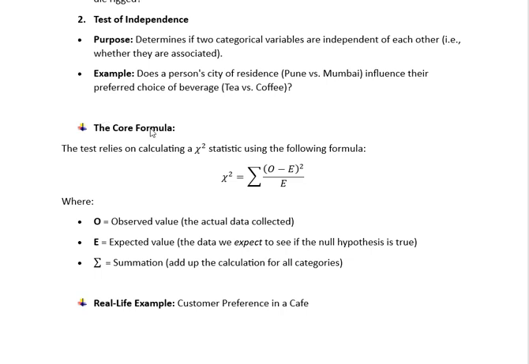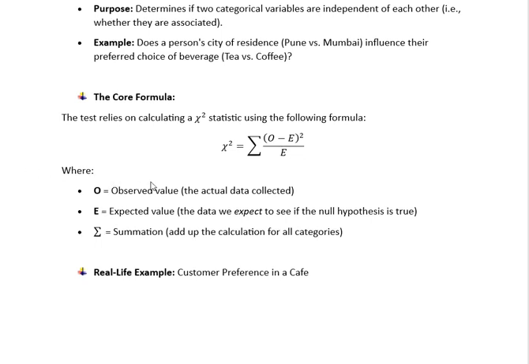The core formula: the test relies on calculating a chi-square statistic using the following formula. Chi-square is equal to the summation of (observed minus expected) whole square divided by expected, where O is the observed value, the actual data collected, and E is the expected value, the data we expect to see if the null hypothesis is true. This sign represents summation, added up for all categories.